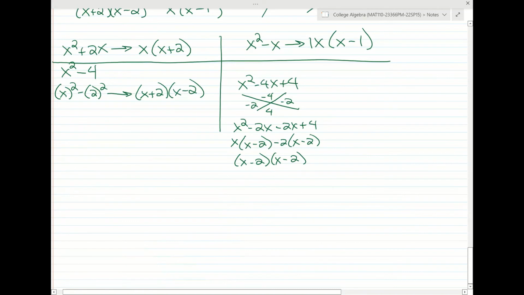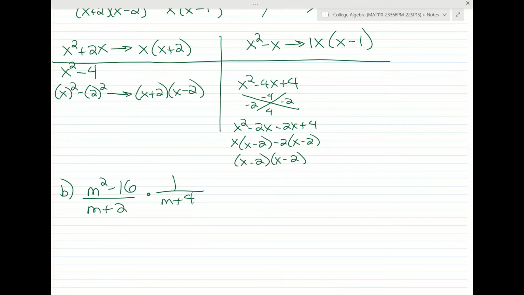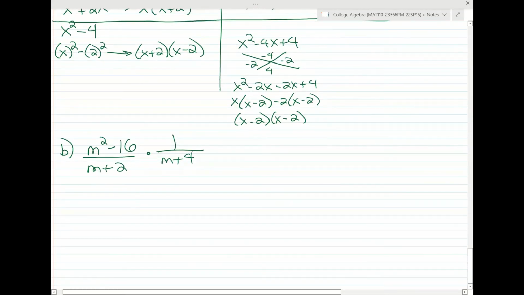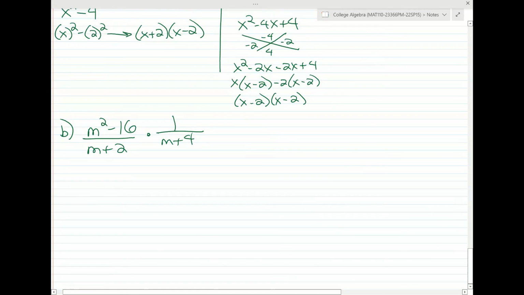How about an example like this? What if we had m squared minus 16 over m plus 2 times 1 over m plus 4? So let's go ahead and factor this. We're going to have to factor everything, and then we'll figure out what cancels out.